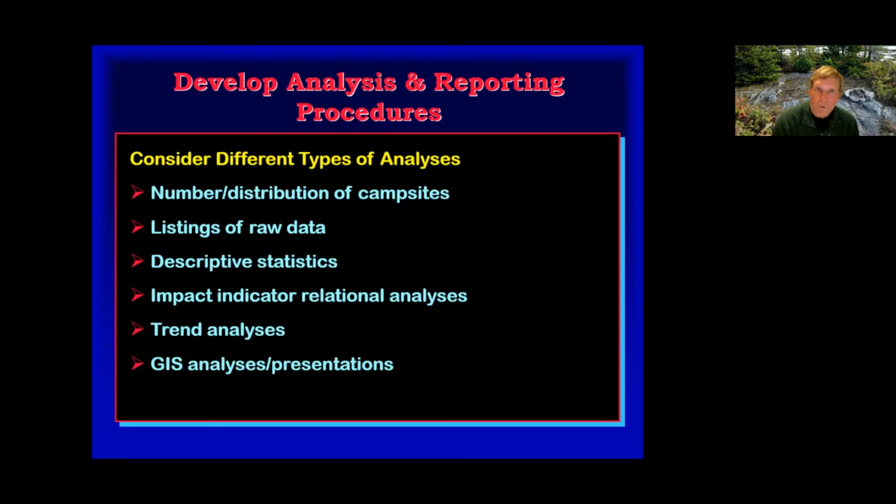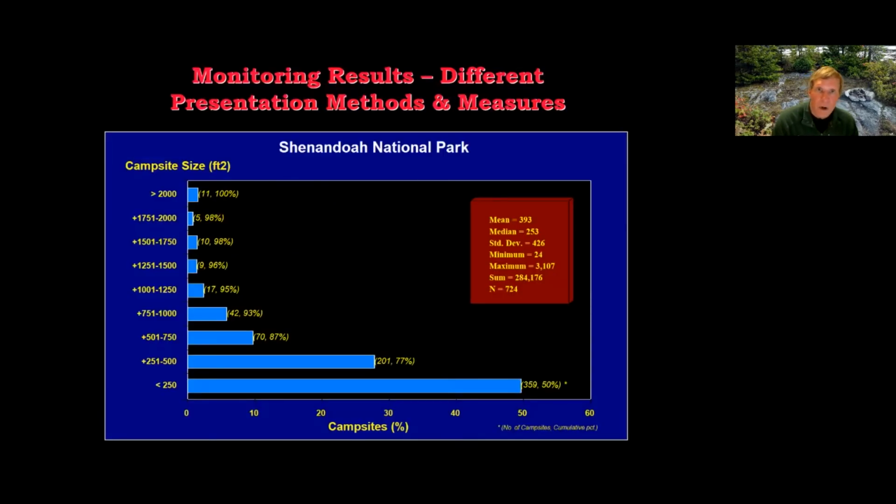And so there's all sorts of things you can do analytically, the listings of the raw data, but you can also do frequency distributions and trend analyses, and you can even do statistical testing to see if changes are really significant, or if it's just a small change that might be from chance alone. Let's see, GIS analyses is also a very powerful method of analyzing your data.